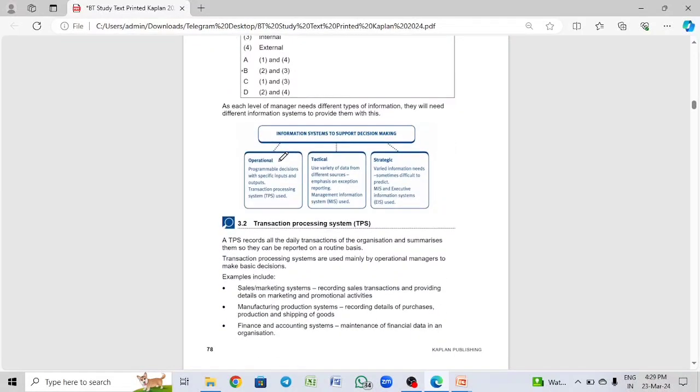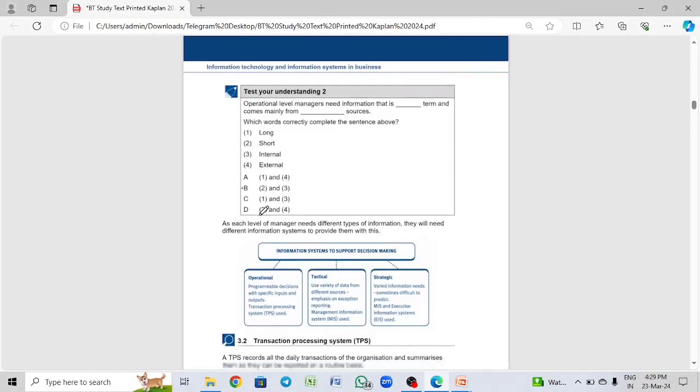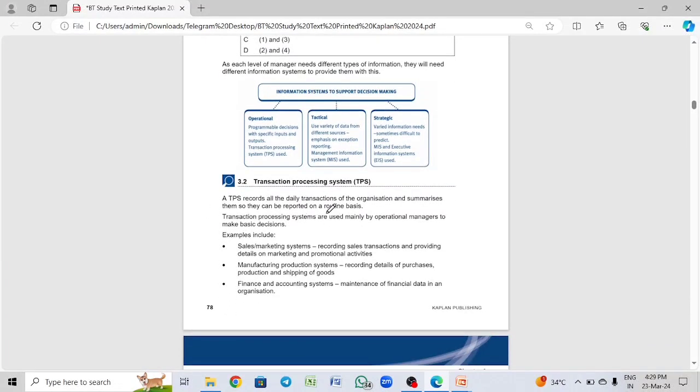So TPS is used at the operational level. At the operational level, it provides day-to-day information. TPS is used to provide and record day-to-day information. Daily information, and the reporting is done on a routine basis. It is used by operational managers. Now, what are the examples?